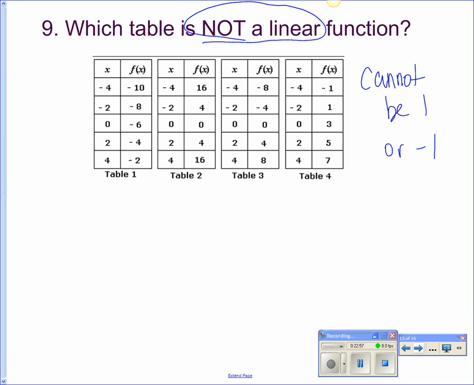Put your calculators down. Some of y'all haven't written what I've written on the board on your paper. Cannot be 1 or negative 1 because it says it's not a linear function. So it cannot be 1 or negative 1. All right, you can use your calculators after you've written that down.